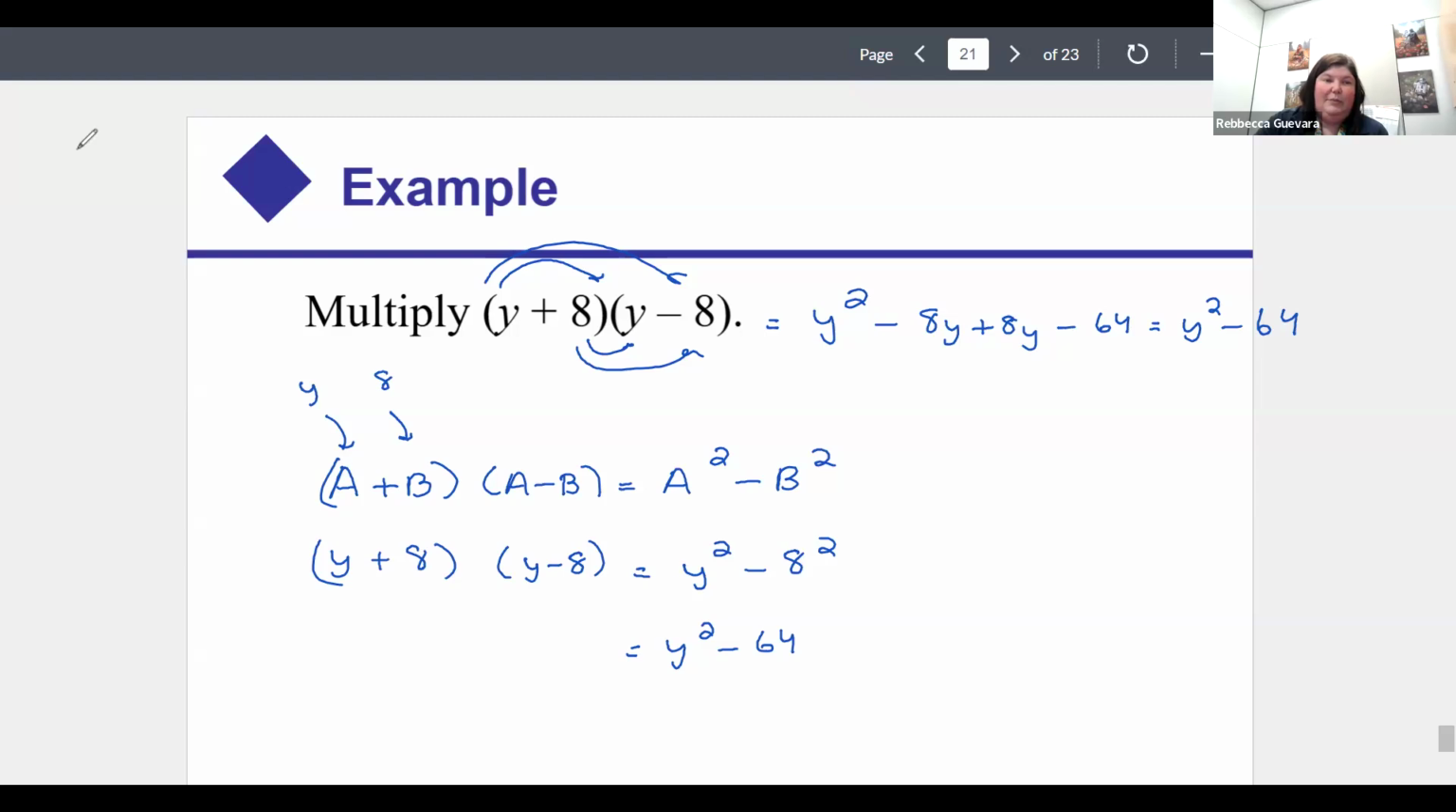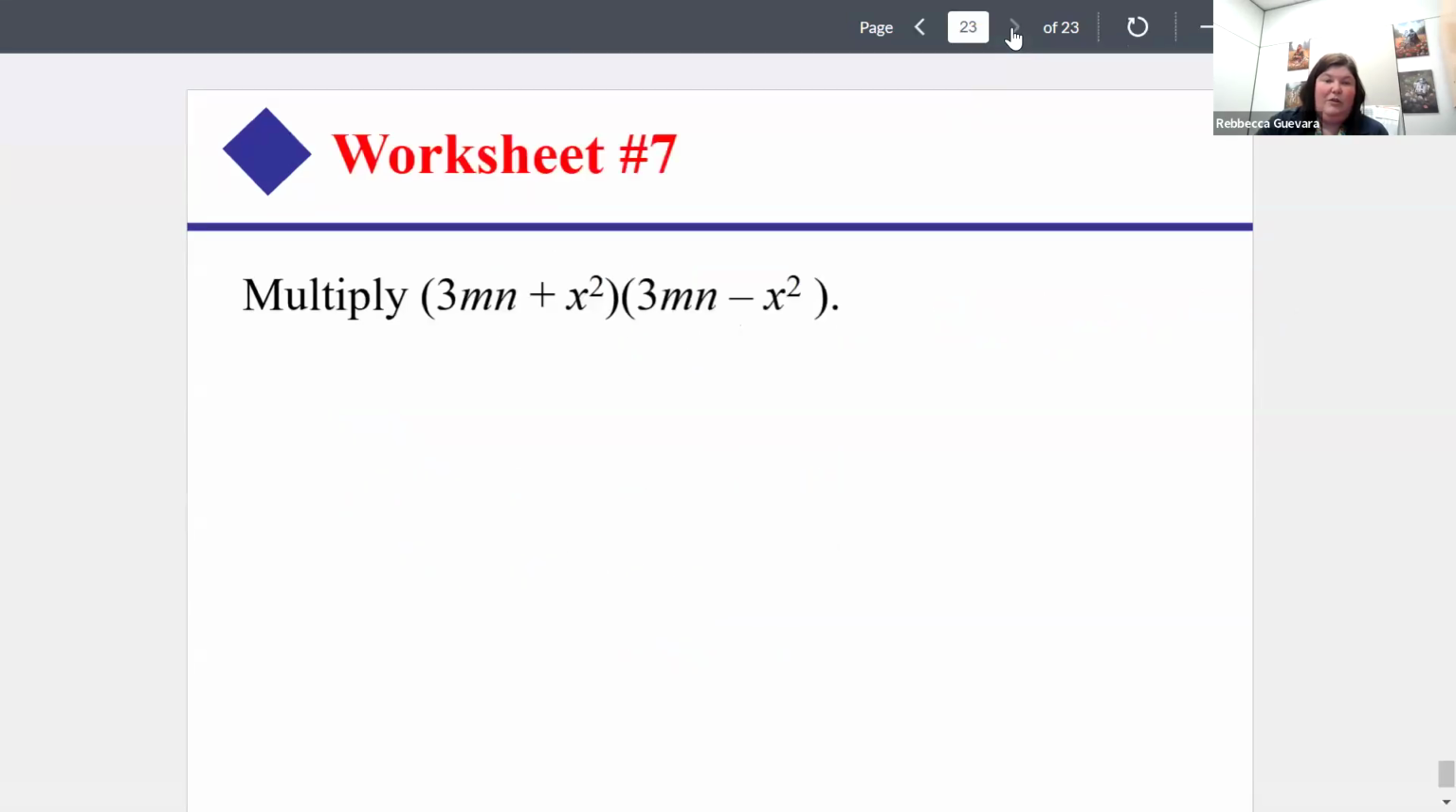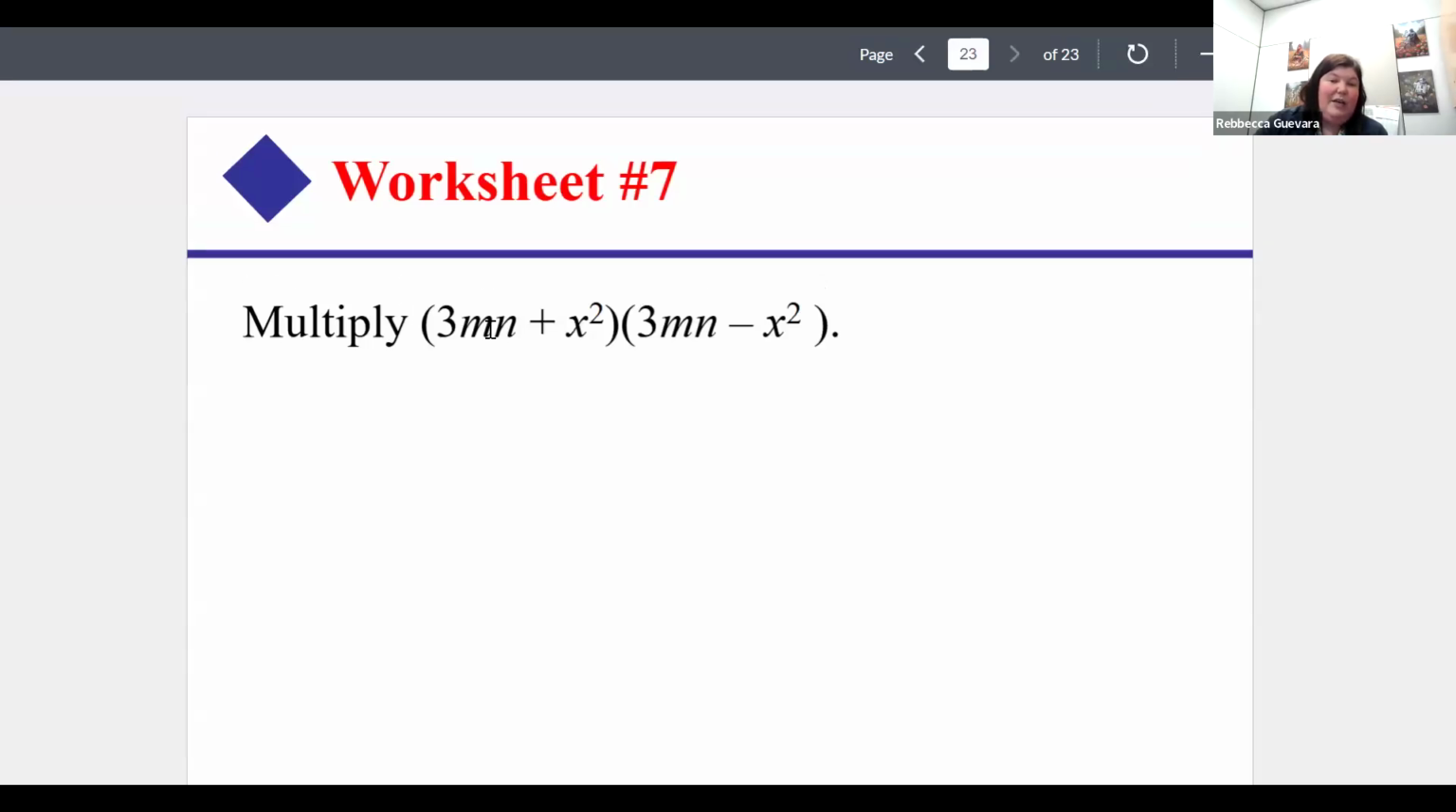We're going to give you one more example of this. So your last problem right here is going to be to multiply (3mn plus x squared) times (3mn minus x squared). And like I said, try to use the formula for this to get your answer.